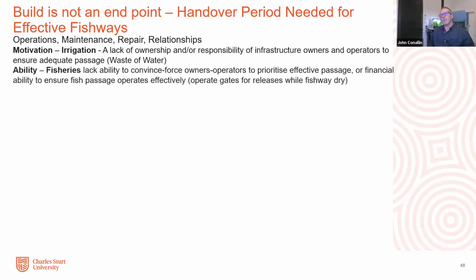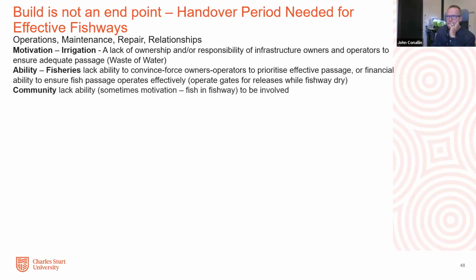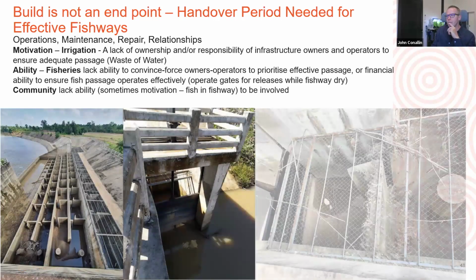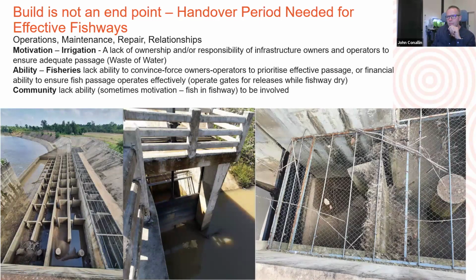Ability. Sometimes fisheries lack the ability, that power within decision-making, to actually work with owners and operators to install or effectively manage fish passage. Click again. And sometimes the communities lack the ability in that sense as well, or sometimes the motivation, as they're fishing within the fishways. So click again. And this just shows some examples of that: you can build a very good fishway, but it doesn't necessarily mean that the fishway will be effective.